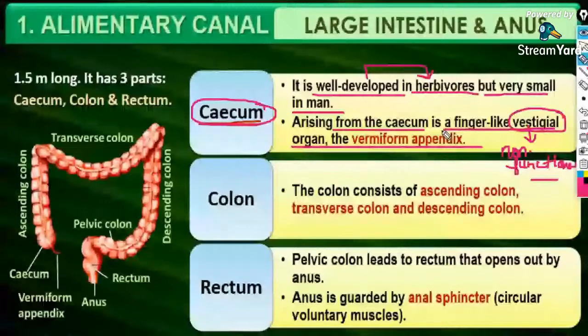Then coming back to the slide, that is the colon. The colon consists of an ascending colon, a transverse colon, and a descending colon. Guys, when it's buffering, please refresh the page and come back. Then it would be okay.